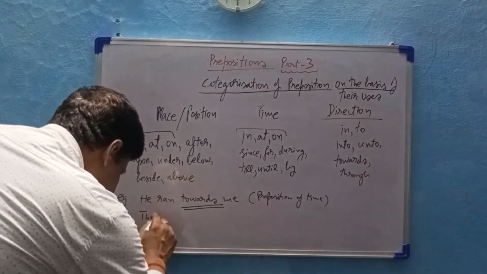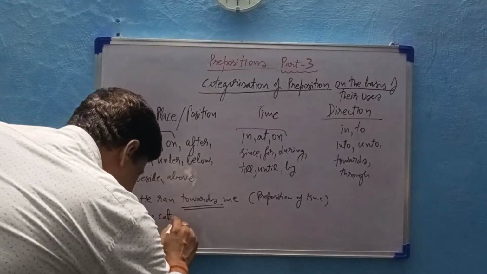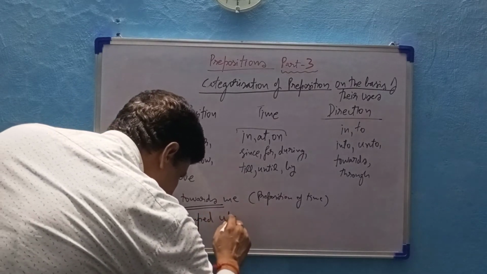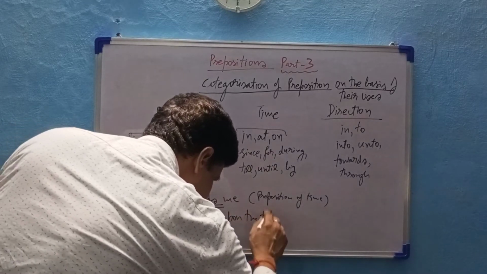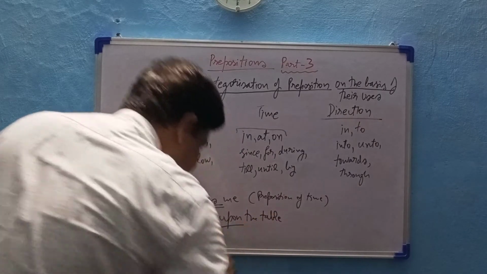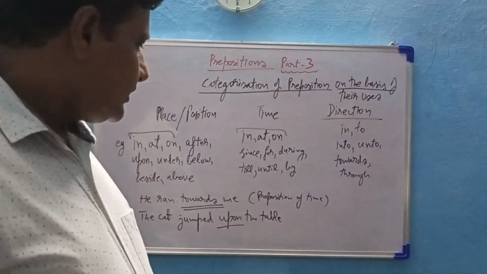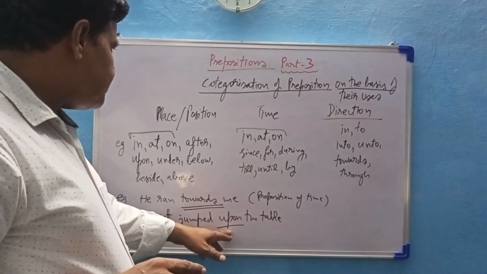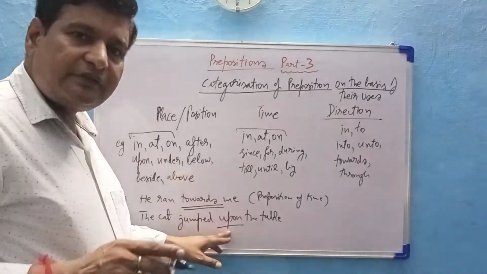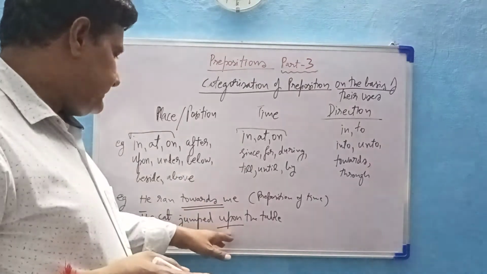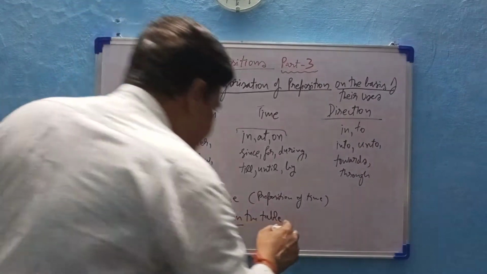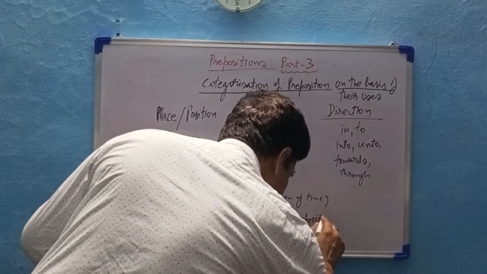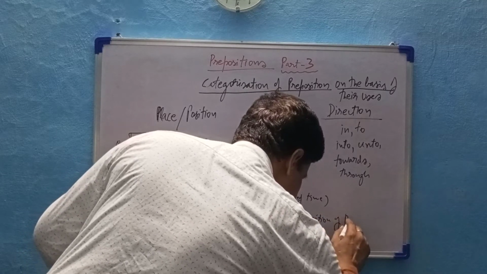The cat jumped upon the table. So here this is the preposition of place. It shows the things in motion. So, preposition of position.